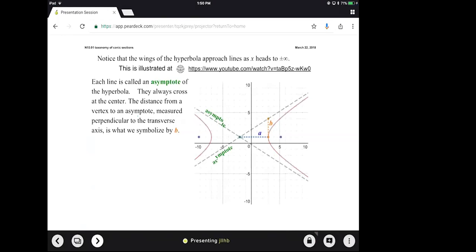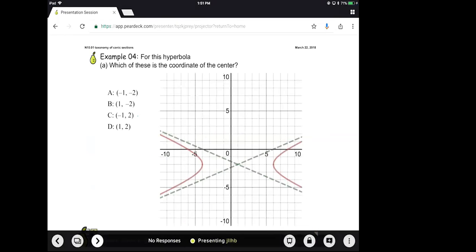And the distance from the vertex to an asymptote, perpendicular to the transverse axis, is what is symbolized by B. So B is that weird orange thing where we go over A from the center, we hit the hyperbola, and then we go up B. So let's practice a few of those.